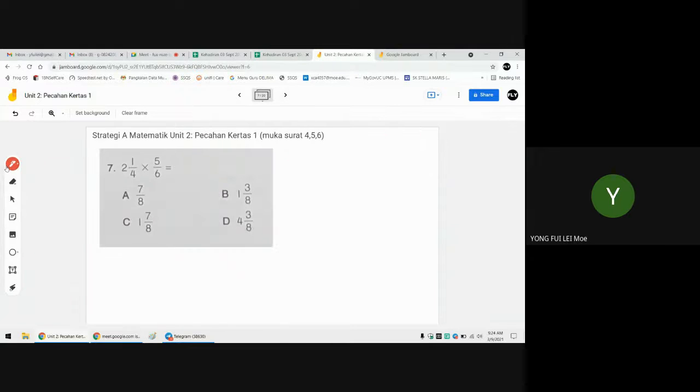Next. This one is also an easy question. So what do I do first? This is a mixed number. First step, change the mixed number to an improper fraction.